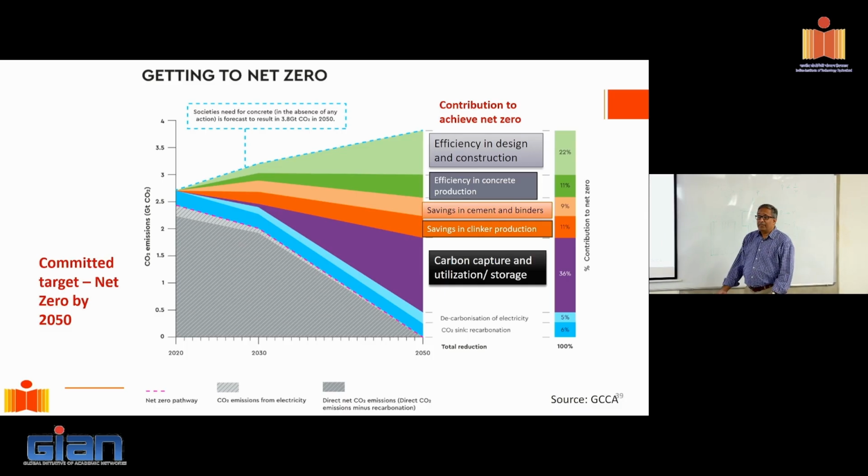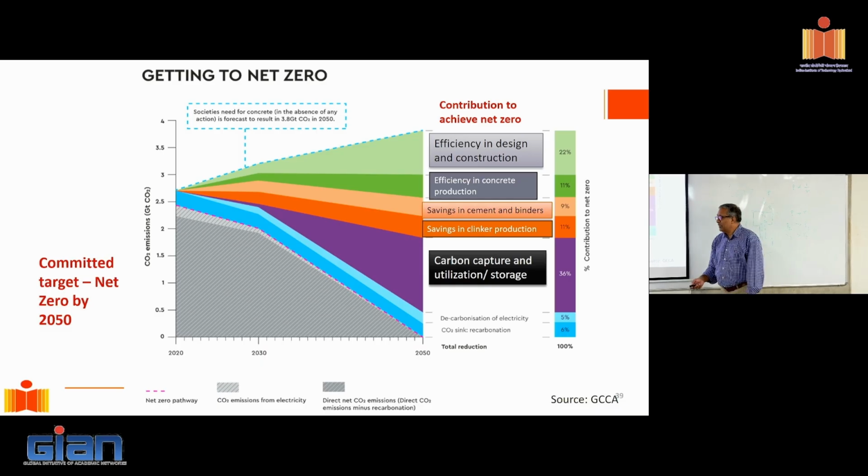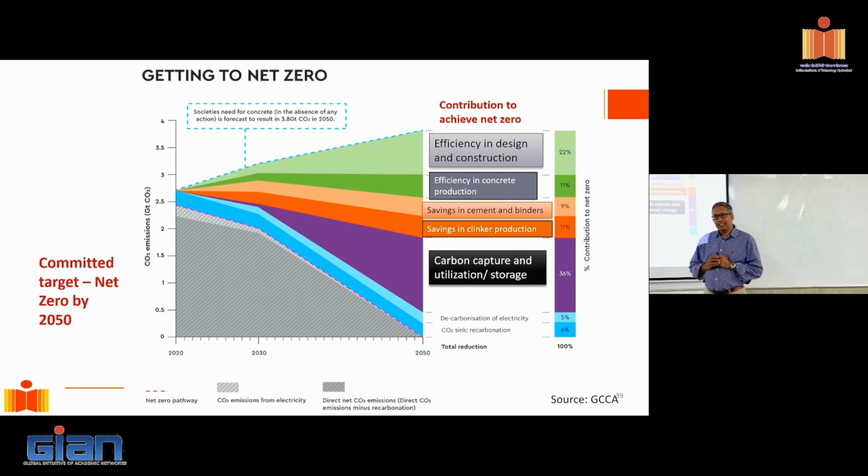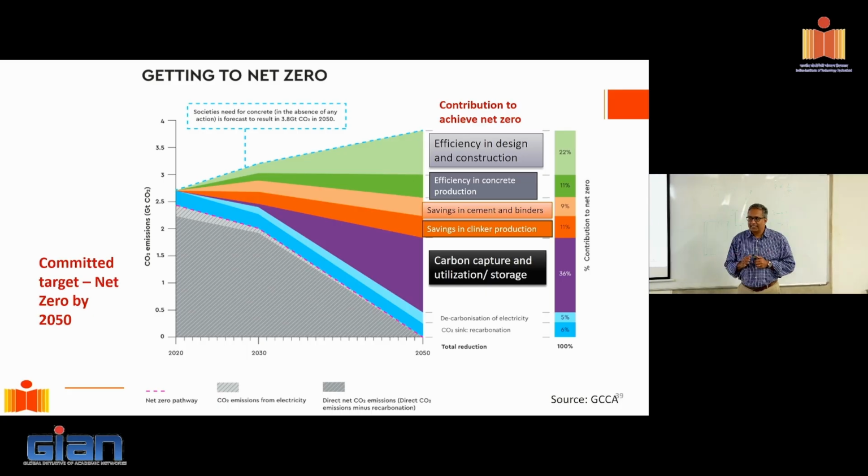So, which means that we have to get to net zero. And there is serious thought being given to this. Our prime minister wanted us to become net zero by 2047. He said 100 years, let's do it. The cement industry looked at it and said, there's no way we'll make it in 100 years. They begged, they pleaded, and they've got this deadline extended to 2070. They said, well, at the earliest, we can make it by 2070.